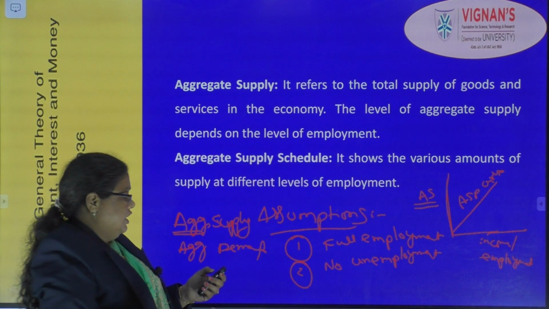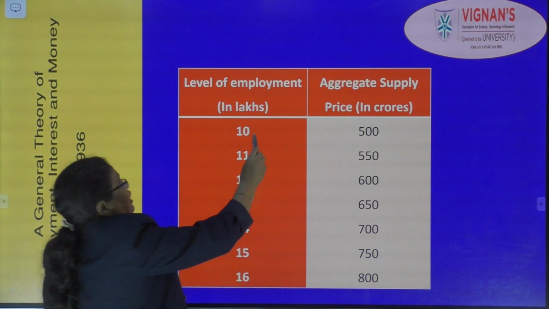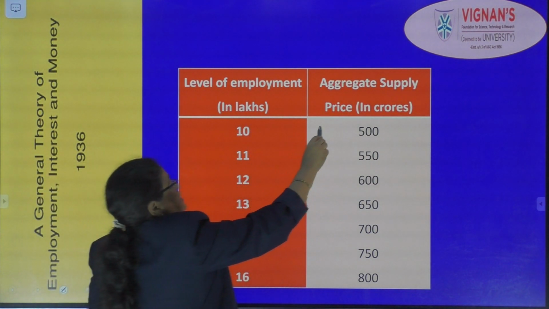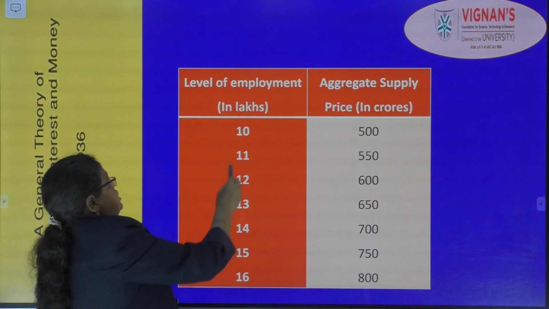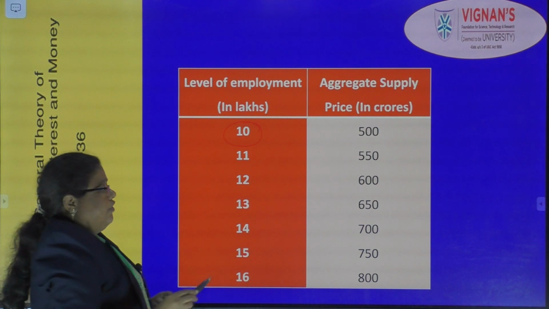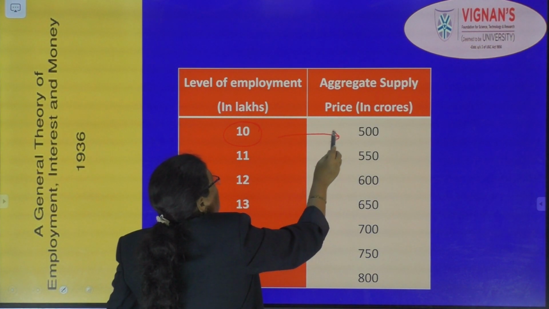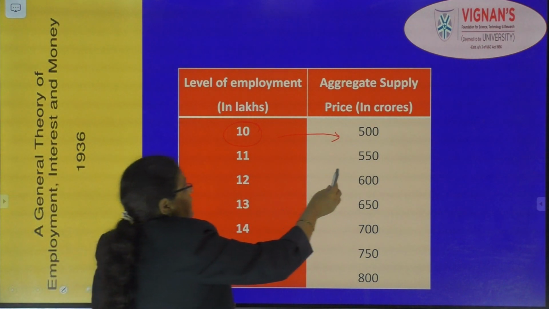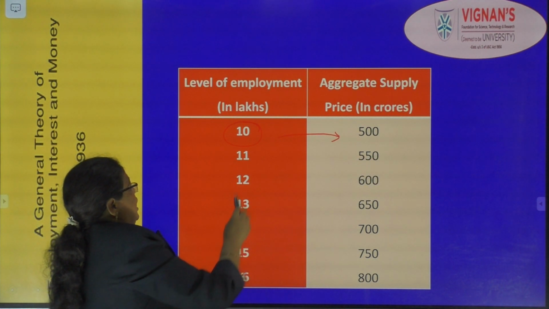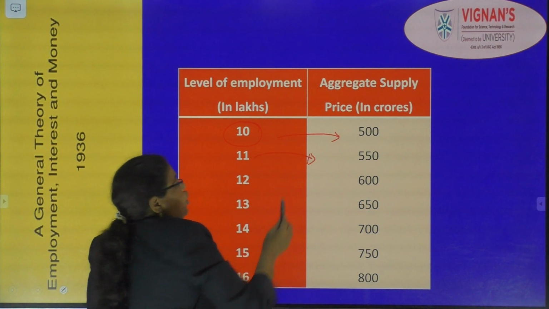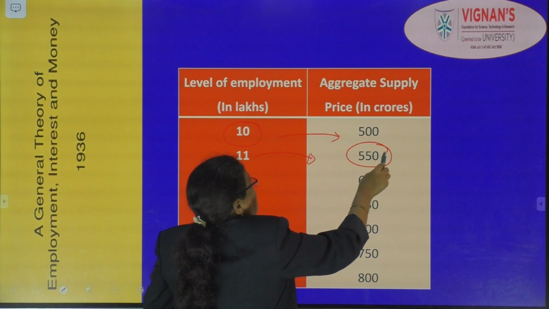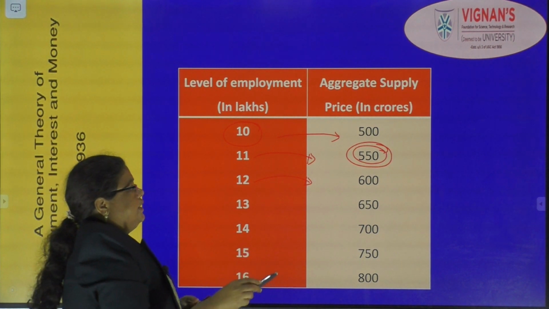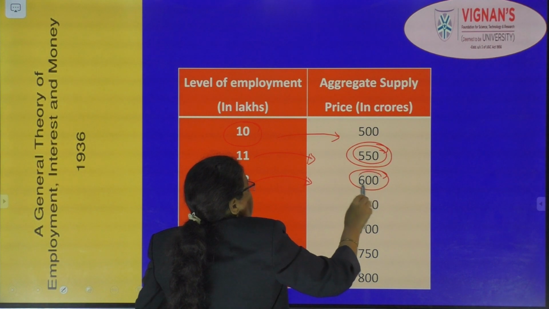I will explain the tabular representation. This is level of the employment and aggregate supply. Level of the employment is in lakhs, aggregate supply price is in crores. Suppose at 10 lakhs employment generation, we have to get supply of 500 crores. At 11 lakhs employment generation, we have to get 550 crores supply. At 12 lakhs employment generation, we have to get 600 crores of the supply, and so on.